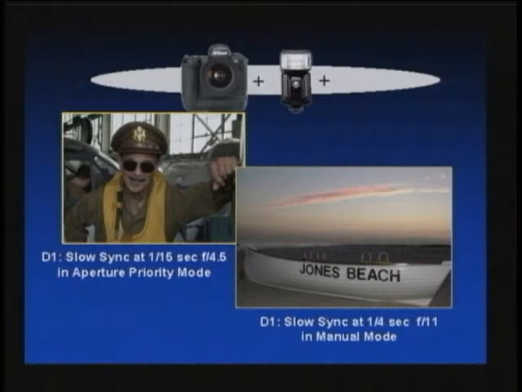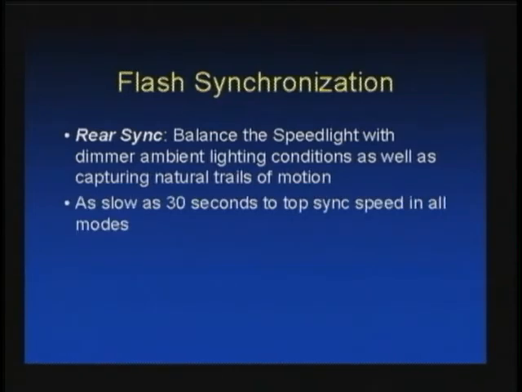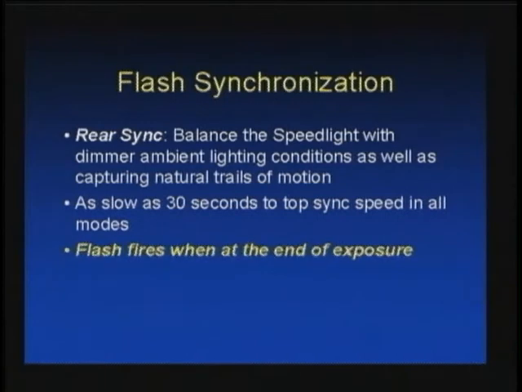Now, rear synchronization combines what I just told you about slow sync in that it can balance the ambient light exposure with dimmer ambient lighting conditions, but the caveat here is that the flash fires at the end of the exposure process. And what that does is that if you're photographing any subject that entails any kind of motion, someone running, someone cycling, a car moving, etc., the trail of motion will appear behind the subject instead of in front of it.